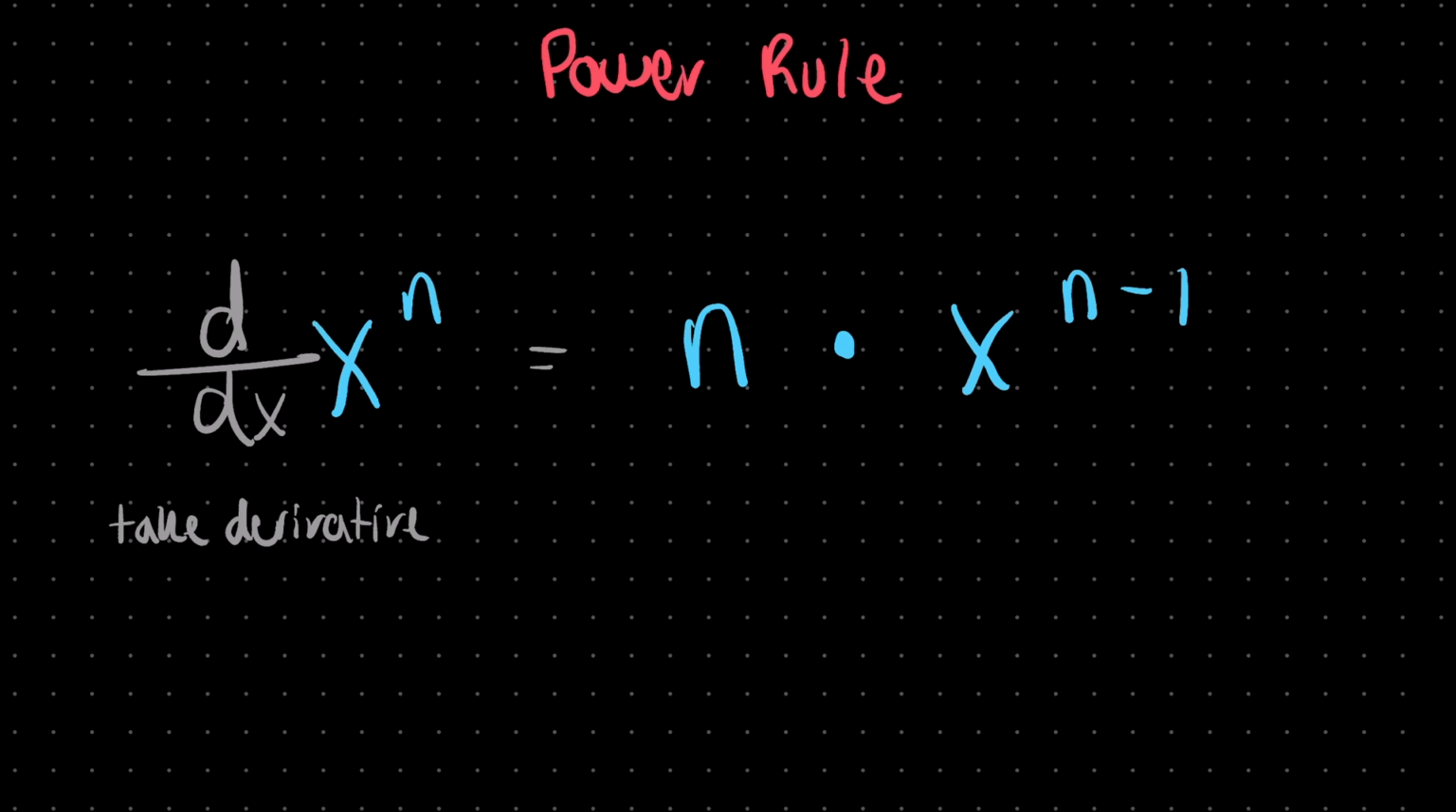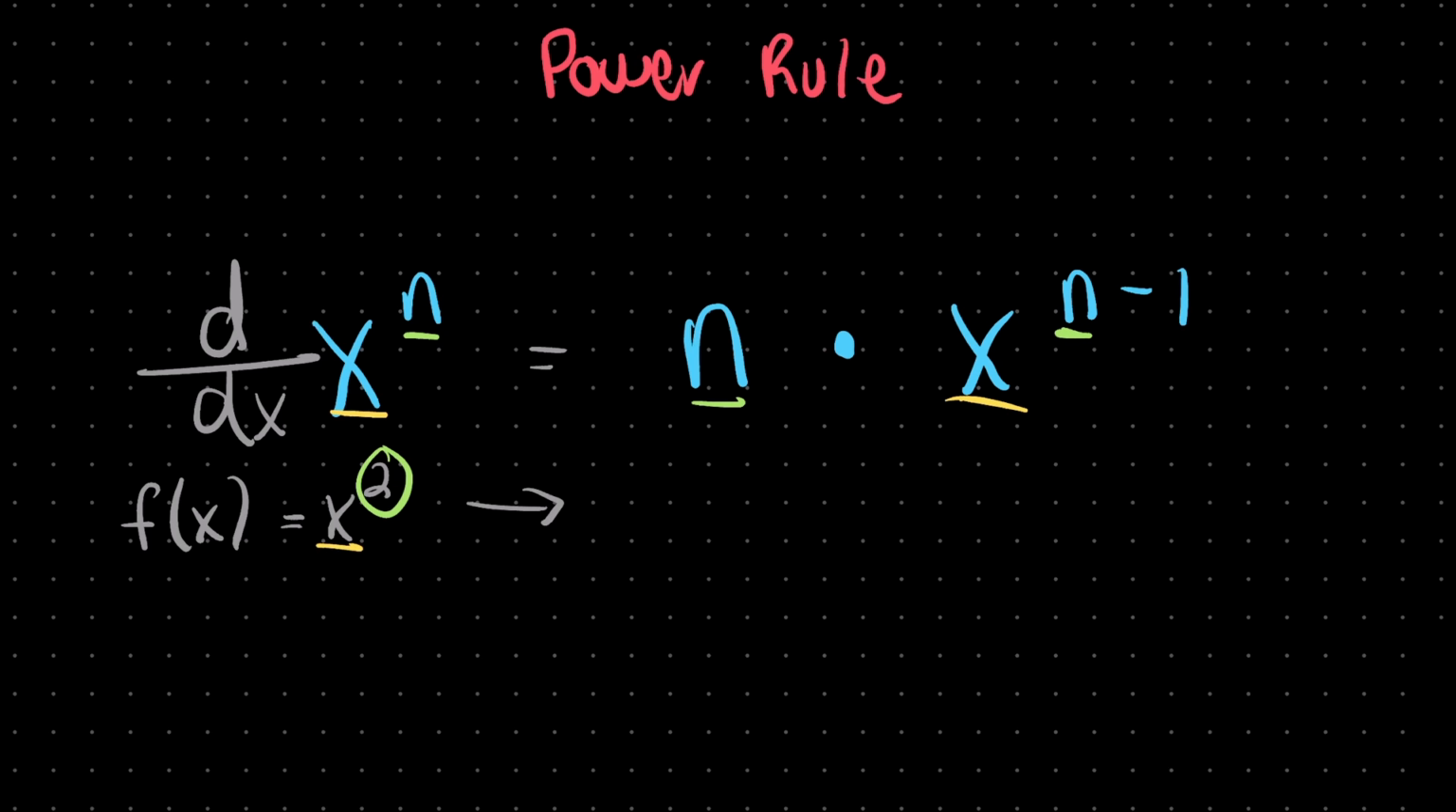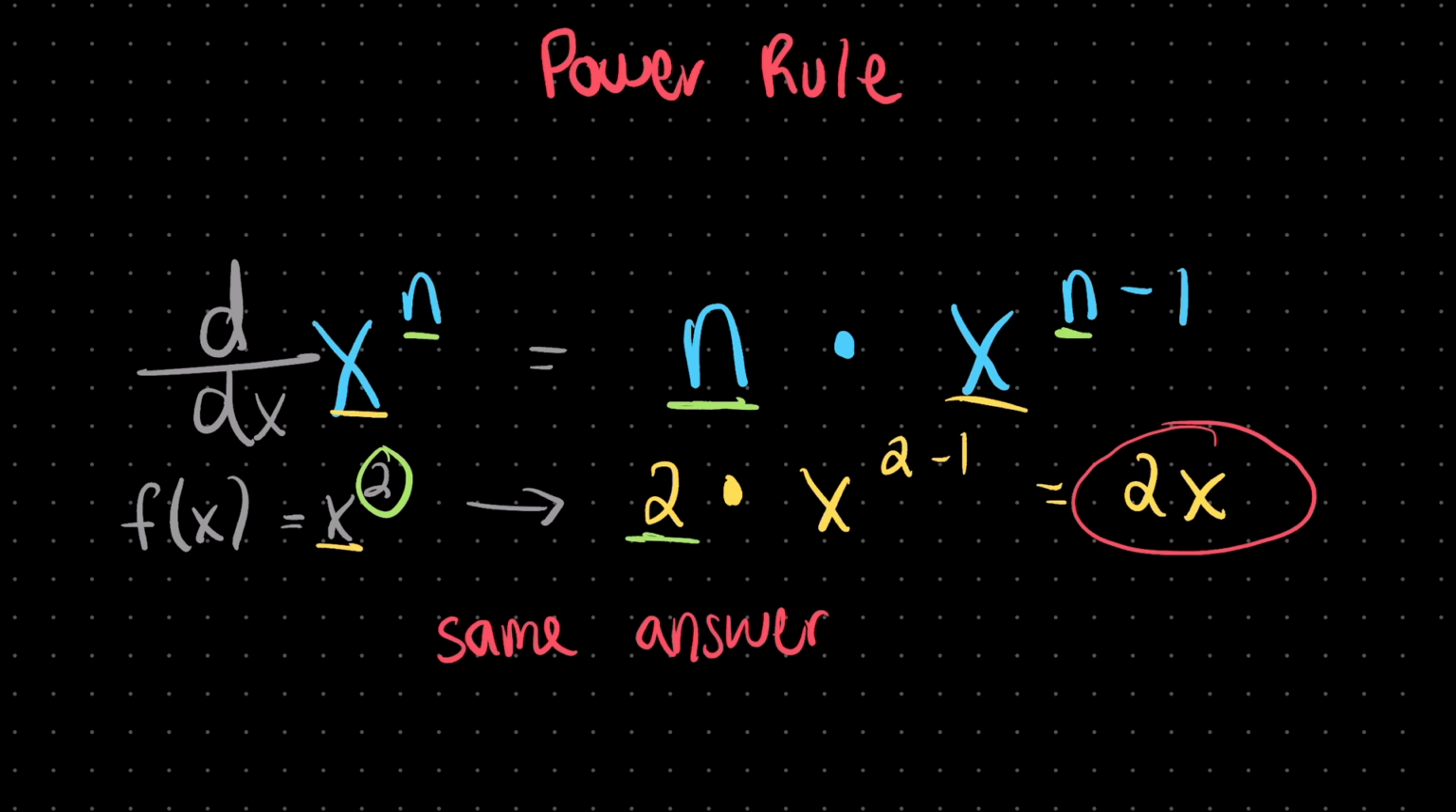Remember that long example of taking the derivative of x squared? Let's do it again with the power rule. This 2 corresponds to n, and the x obviously corresponds to x. So we would say that the derivative is equal to 2 times x to the 2 minus 1. When we simplify, we just get 2x, which is obviously the same answer that we expected.